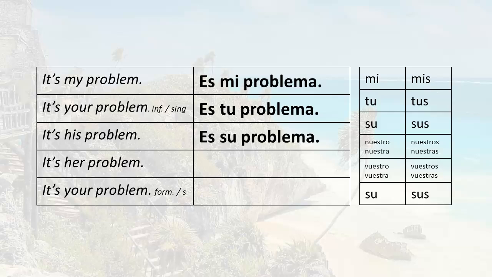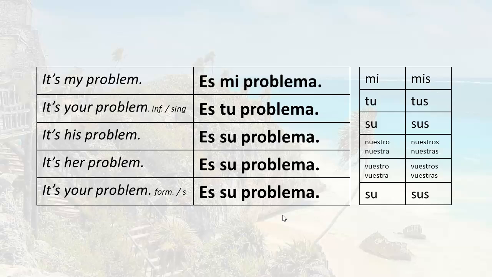It's his problem. Es su problema. It's her problem. Es su problema. It's your problem. And remember, this is the formal singular you, which is if you're using usted when you address someone, then you would say es su problema. So if for example, if you wanted to say Mr. Smith, it's your problem, then you would say in Spanish, Señor Smith, es su problema.